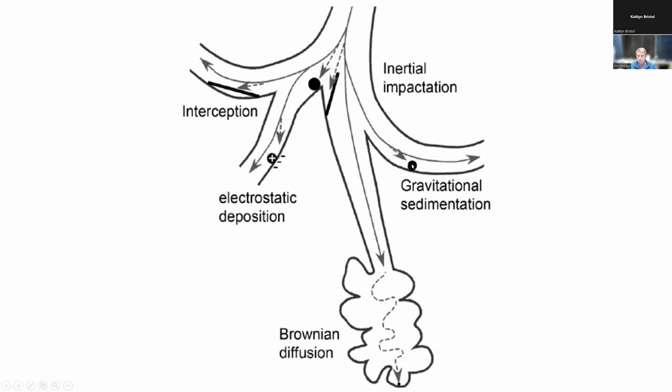Gravitational sedimentation is heavy particles that tend to just drop out of the airway, whereas Brownian diffusion is really very light particles. They just float in the air column and ultimately can find their way deep into the lung.